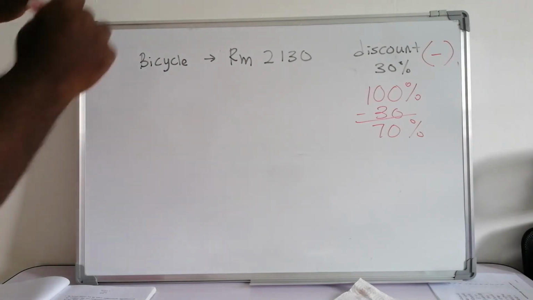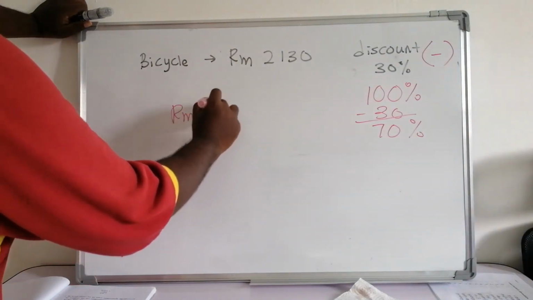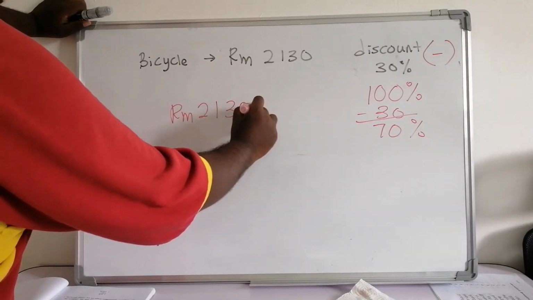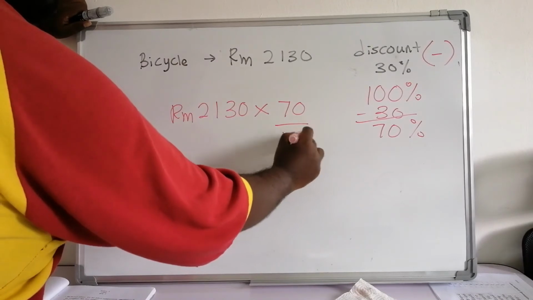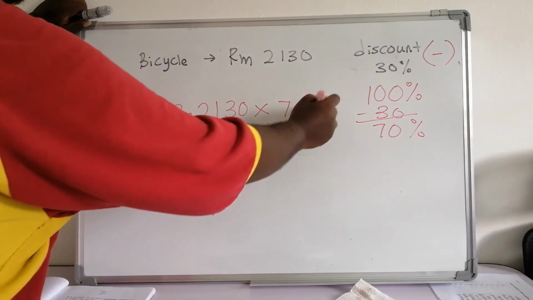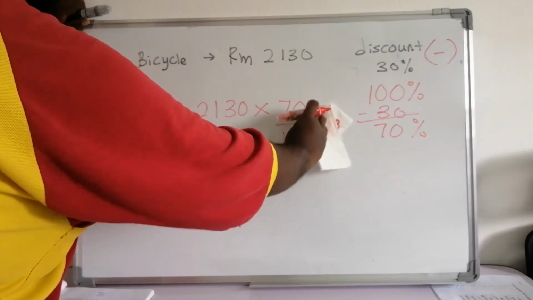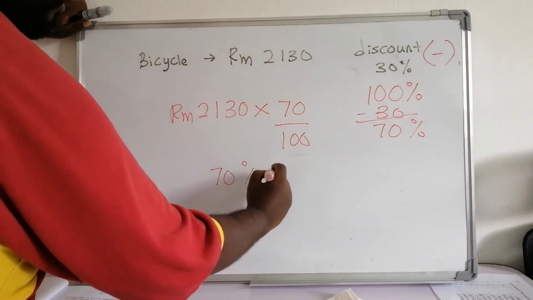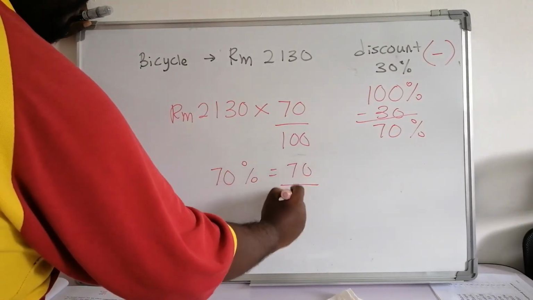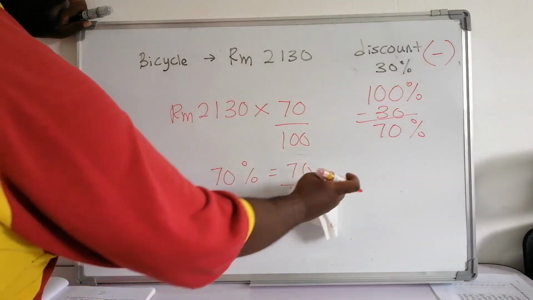So now in this case, what do we do? RM 2,130 times by 70 over 100. When you write like this, you do not need to put the percentage, it's wrong. 70 percentage is equal to 70 over 100. So we cannot put the percentage again.